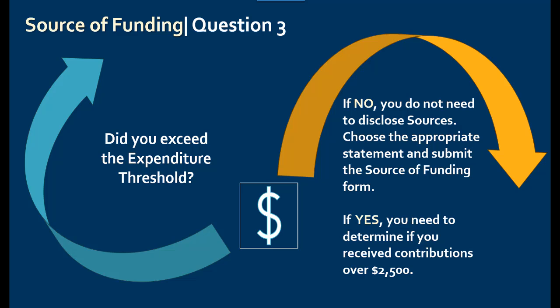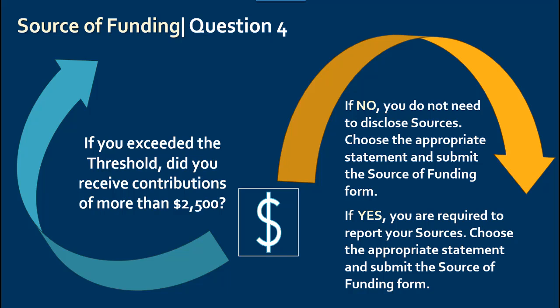Back to question 3. Did you exceed the expenditure threshold? If no, you do not need to disclose sources. Choose the appropriate statement and submit the source of funding form. If yes, you need to determine if you received contributions over $2,500.